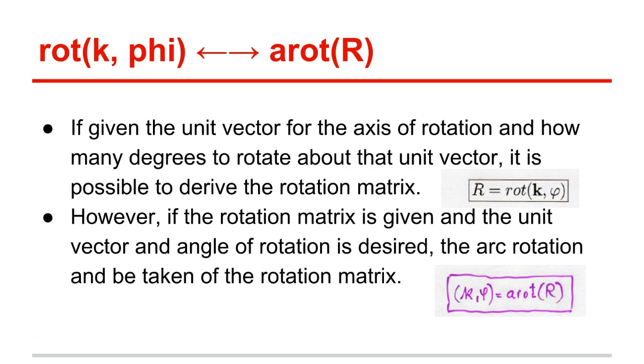So just like you can take the rotation matrix of the operators K and Phi, you can go back and you can just have a rotation matrix and you can get K and Phi. So these are good for situations where you know your rotation matrix, but you want to know what your axis of rotation and the angle that it's rotating about is.